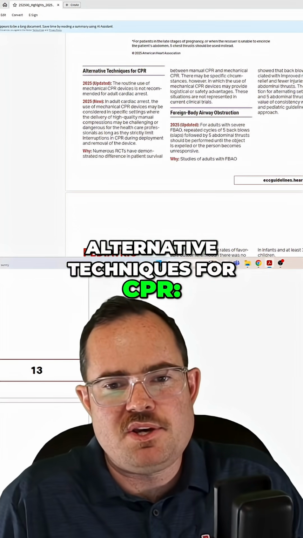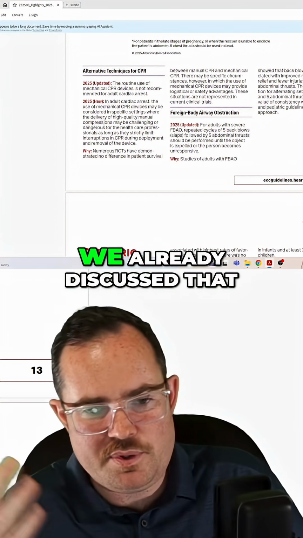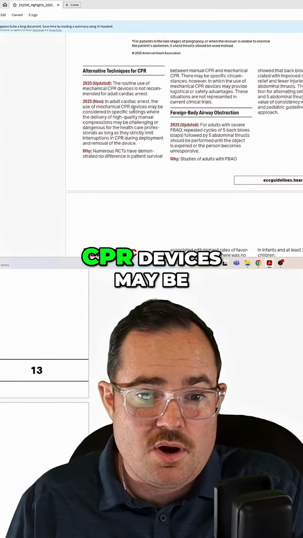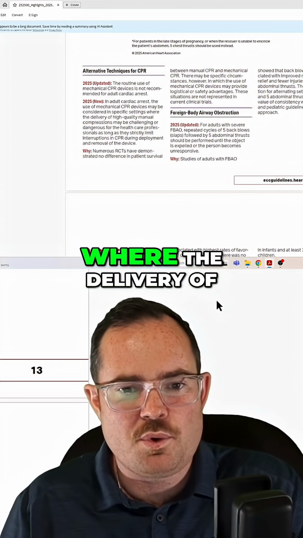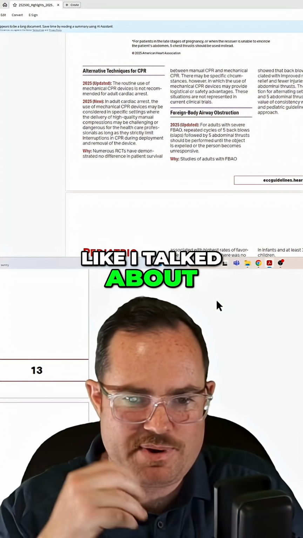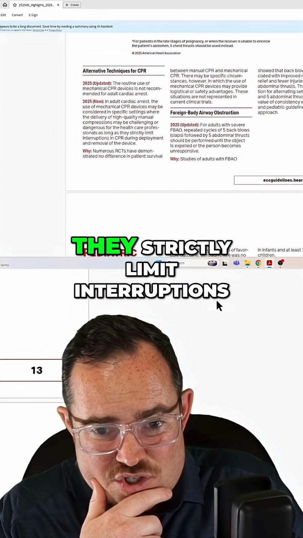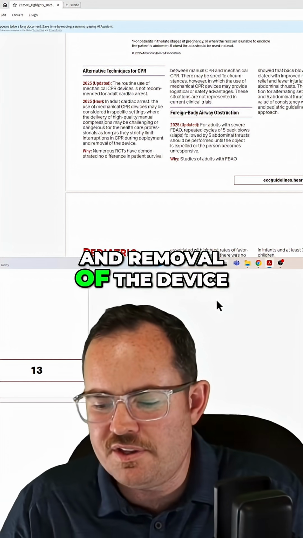Alternative techniques for CPR. The routine use of mechanical CPR devices is not recommended. We already discussed that. In adult cardiac arrest, the use of mechanical CPR devices may be considered in specific settings where the delivery of high-quality manual compressions may be challenging, like I talked about, or dangerous for healthcare professionals, as long as they strictly limit interruptions to CPR during deployment and removal of the device.